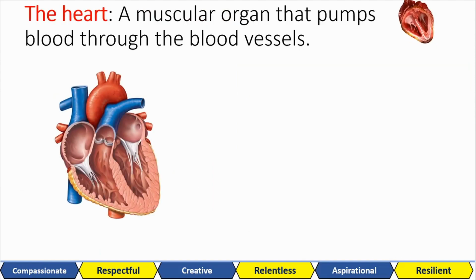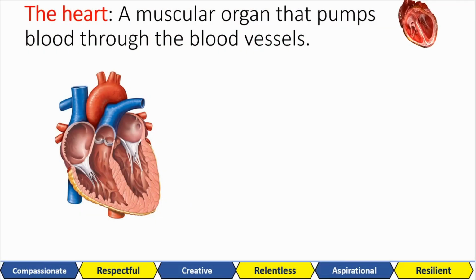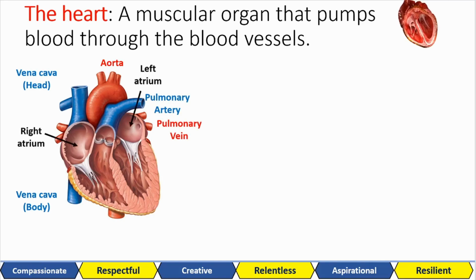Now we come to the heart. The vessel that we have here is the vena cava. The top comes from the head and the bottom is coming from the body. This one on top here is the aorta. And here we have the pulmonary artery and vein. And then we have the atria on the top and the ventricles at the bottom. These structures here are valves. We'll look at them in more detail later.